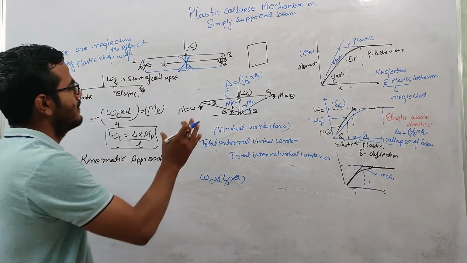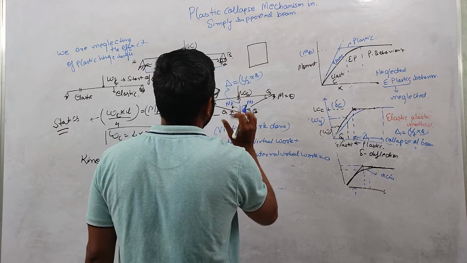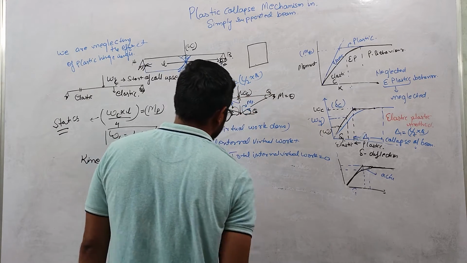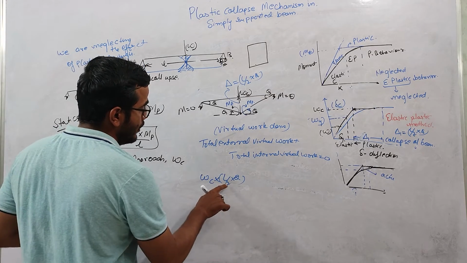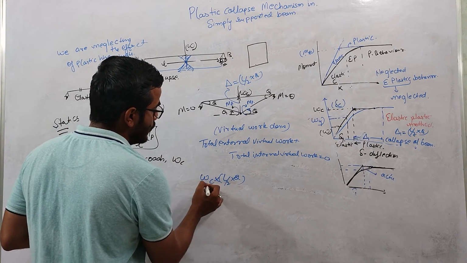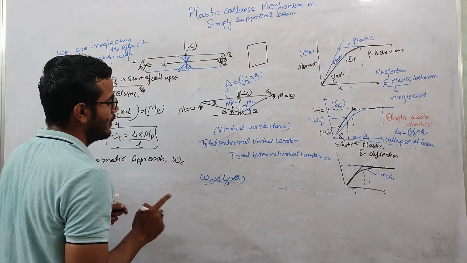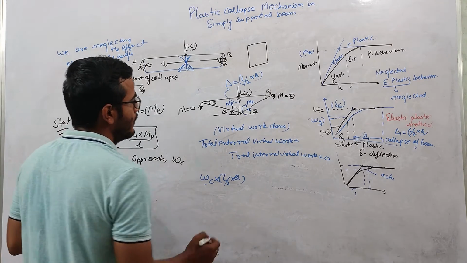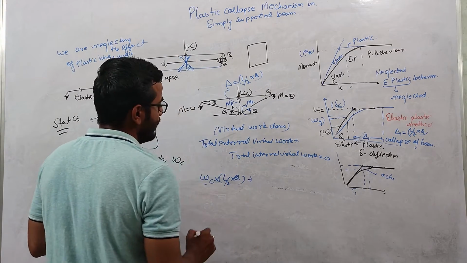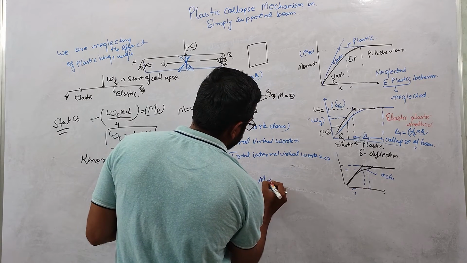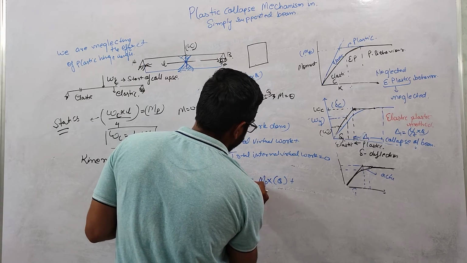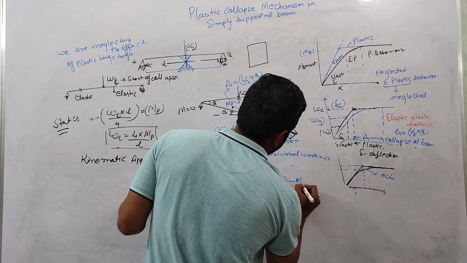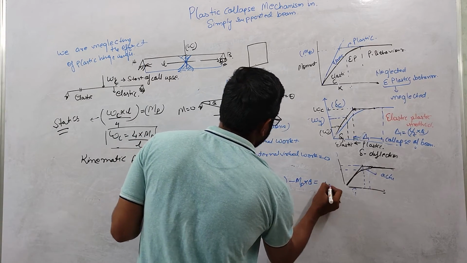So we are giving this displacement delta after reaching this collapse load. So the total external virtual work will be WC into L by 2 into theta. That deflection is not due to this WC load. That's why we are calling it virtual work. Plus internal virtual work will be, sorry, this is minus MP into theta, and this will be equal to 0.